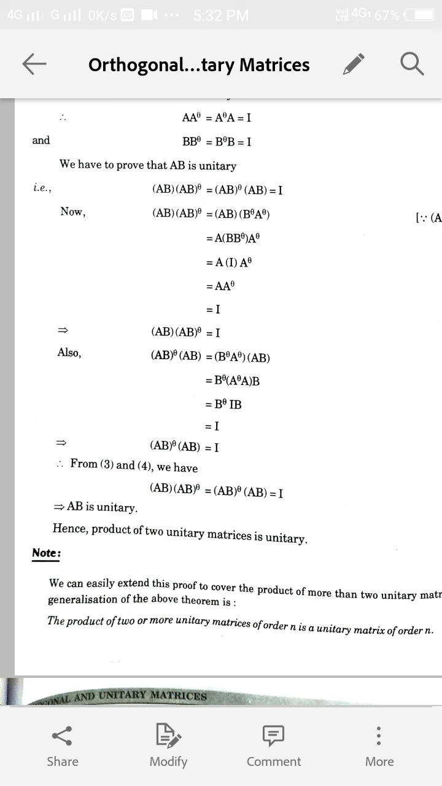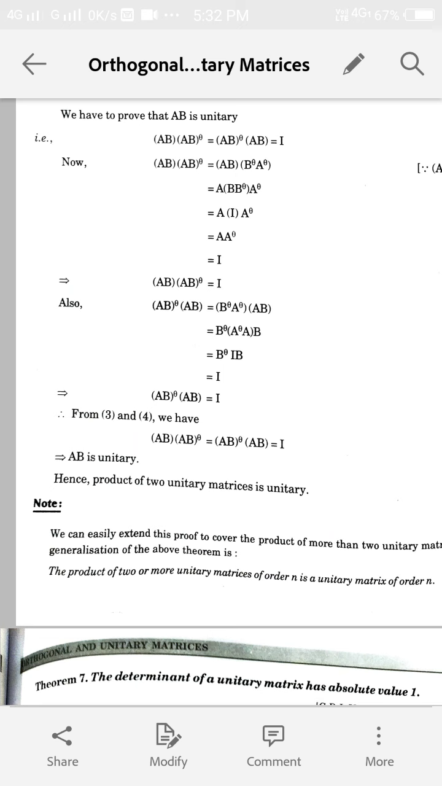Now combine B with B theta and write B B theta as the identity matrix, and here again A A theta as identity. So we have AB into (AB) theta equal to the identity matrix. Again find the value of (AB) theta into AB, and that will be equal to B theta A theta AB. This is equal to B theta.